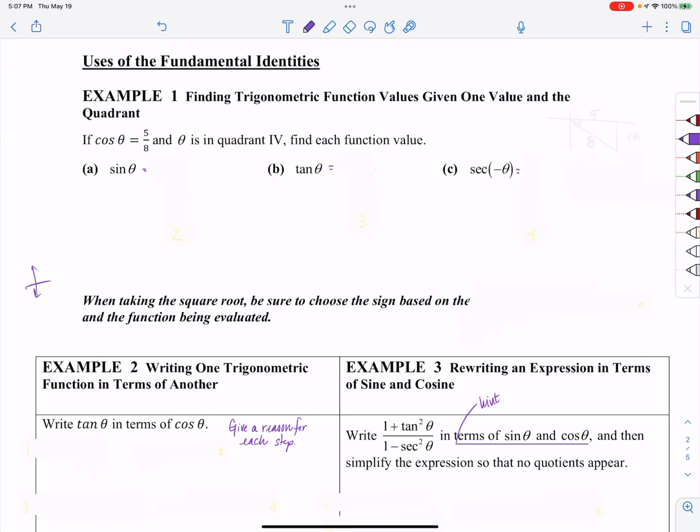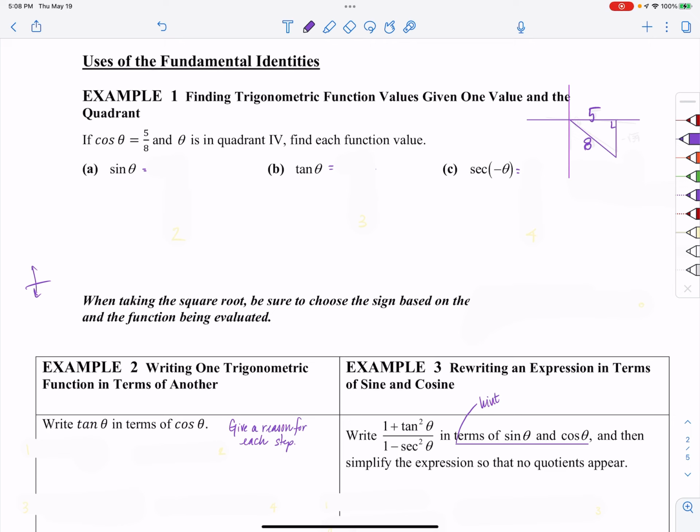So the very first thing, when we are given this information, we want to go ahead and draw a picture. You can see on screen that I've already got a picture drawn. We know what our adjacent side is. It's 5. And we know that our hypotenuse is 8. And so then we just simply have to find the missing side.